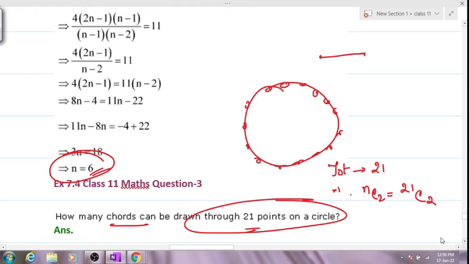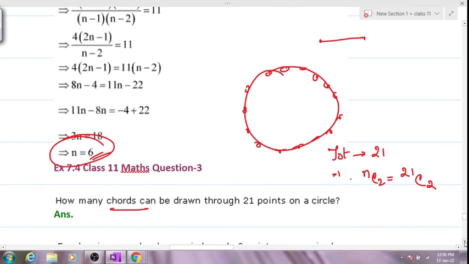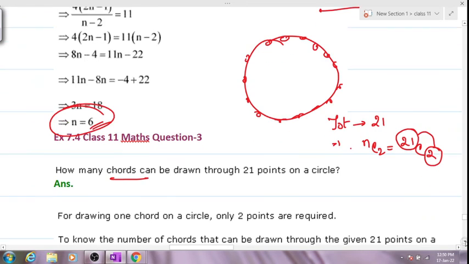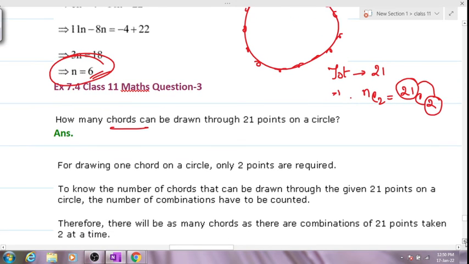After selecting, what will we do? We'll draw chords on that. That's it. Did everybody understand why this is 21C2? Yes or no? 21C2 basically shows that you have 21 given points and we are selecting 2 points. Now you can do whatever you want with these 2 points. Okay? Is it clear?